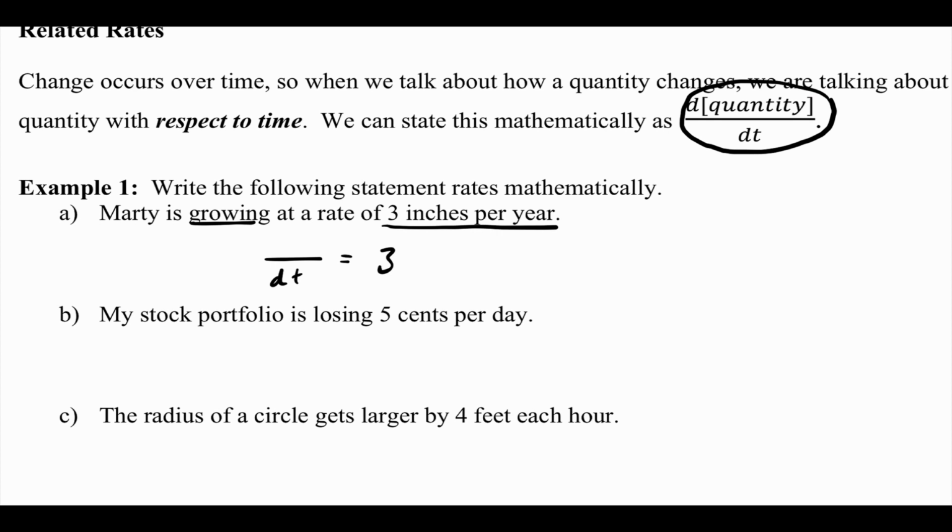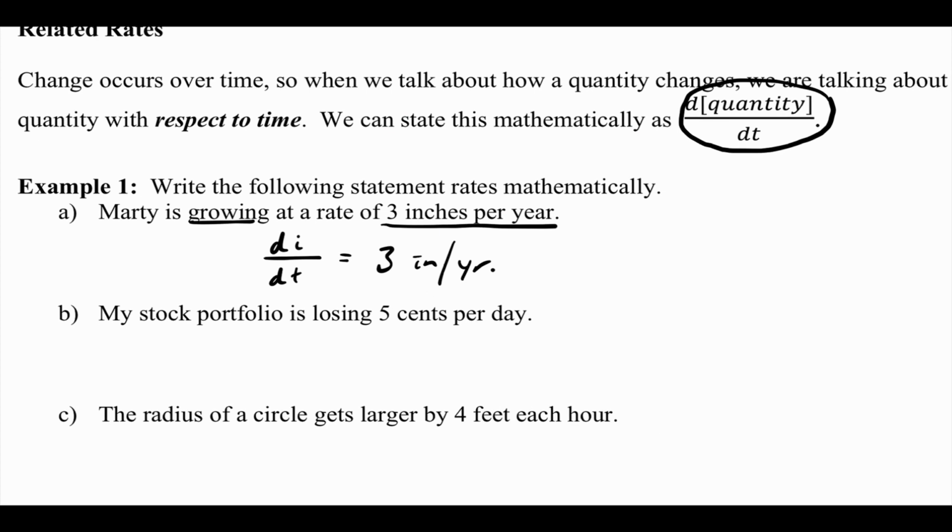What is the quantity for this guy? Inches, right? So we're going to write di over dt, because it's 3 inches per year. Time is always t, dt. I could label it, there's different things I could label it. dg over dt, because it's growing. There's different ways you could label it, but that's essentially d quantity over dt, okay?